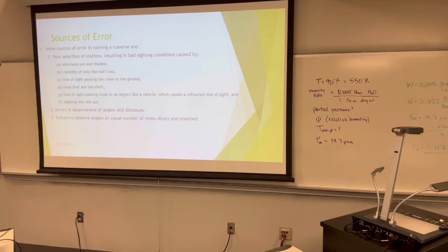And also failure to observe angles an equal number of times, direct and reverse. So you always want to do a direct, reverse. However many times you do that going around your traverse, you want to keep that very consistent all the way around. For our lab this week, we're just going to do one direct angle observation and one reverse angle observation, then we'll move to the next point. Do one direct, one reverse, meaning we'll flop the scope, face one, face two. All kinds of different names for the same thing.